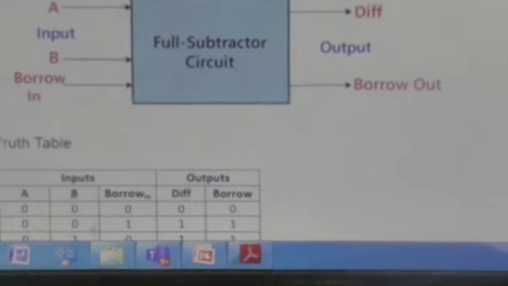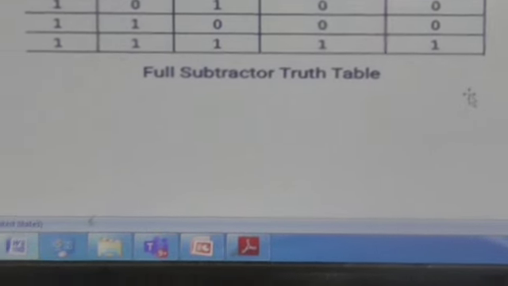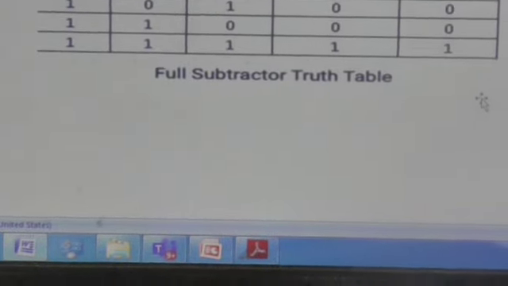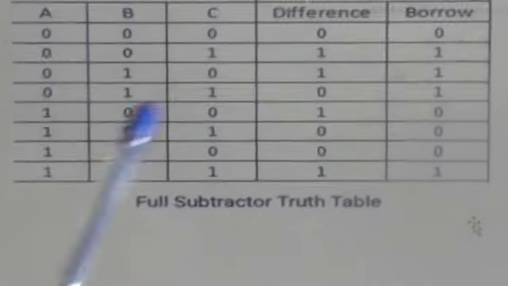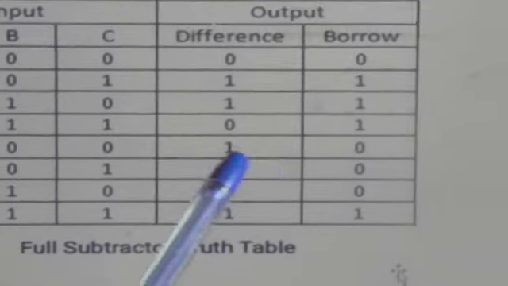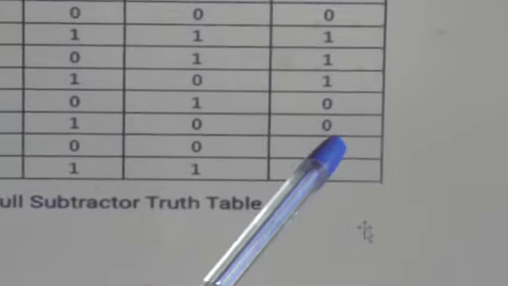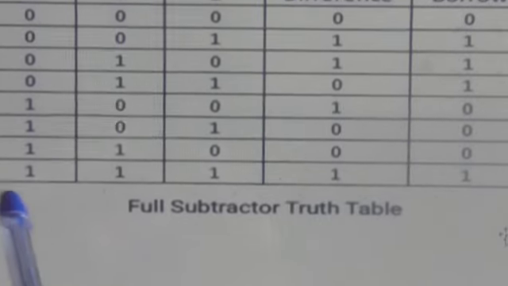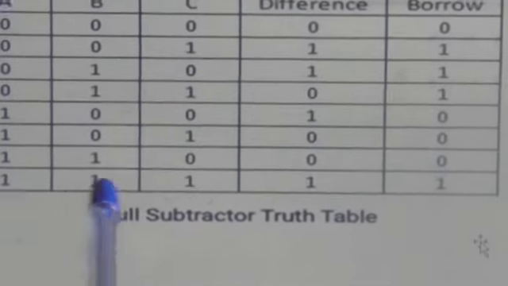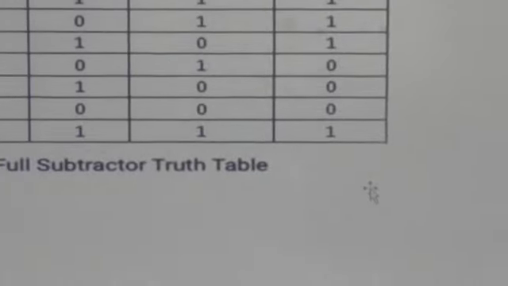We will see what exactly happens for all the other conditions. Here the condition is 1 0 0: difference is 1, borrow is 0. 1 0 1: difference is 0, borrow is 0. 1 1 0: difference is 0, borrow is 0. And finally, if all the inputs are 1, 1 1 1: difference is 1, borrow is 1.